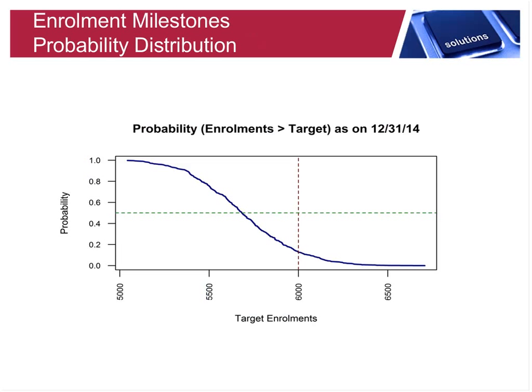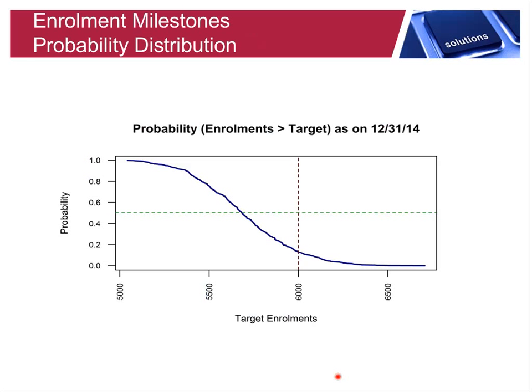This is what the output from this tool would look like. As I said, what you get is a distributional output. We said it was about a 13% chance, so we're about here, that we are going to accomplish our goal of 6,000, given what we have assumed. So that's something that we know.